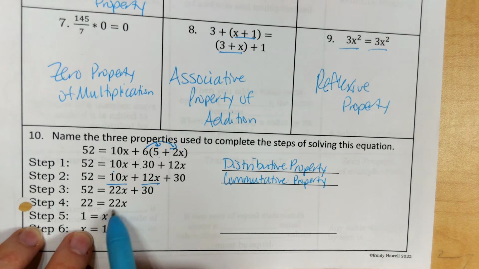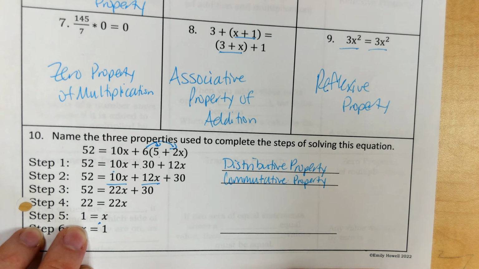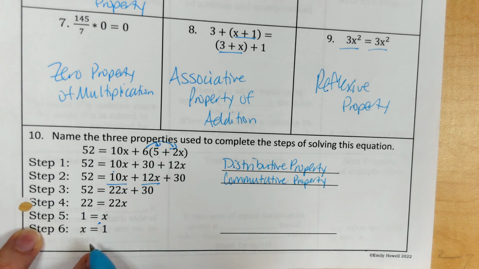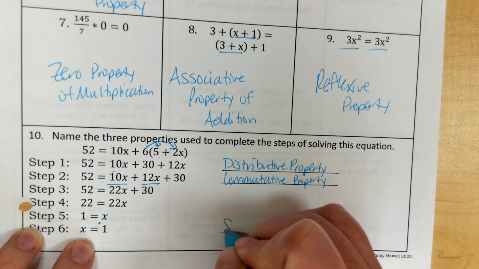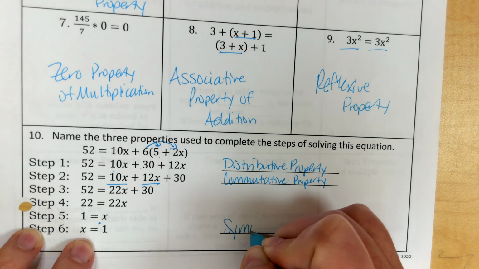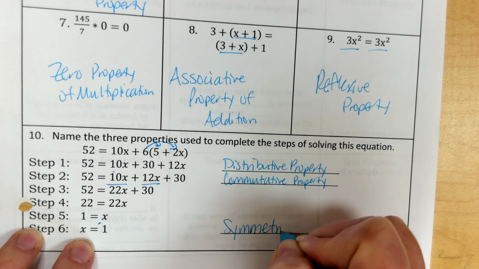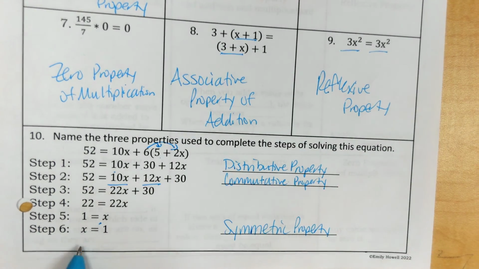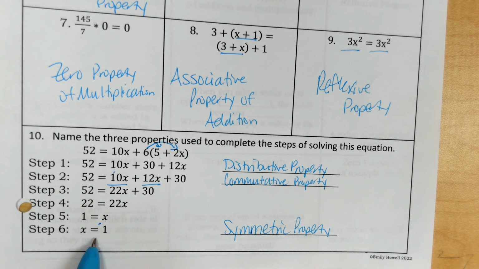Then I'm going to divide by 22, and I get that any number divided by itself is 1. And so then I have 1 is equal to x, but I like to have my x on the left side, so I'm going to flip it to x is equal to 1. And that is the symmetric property, which just allows me to rewrite it so that my variable is on the left and my solution is on the right.